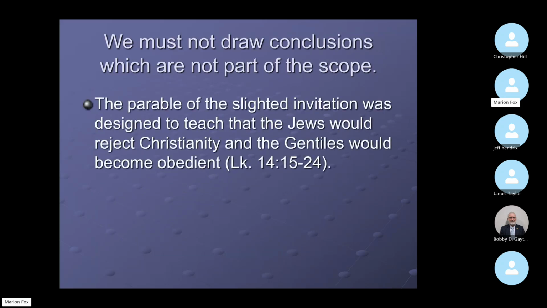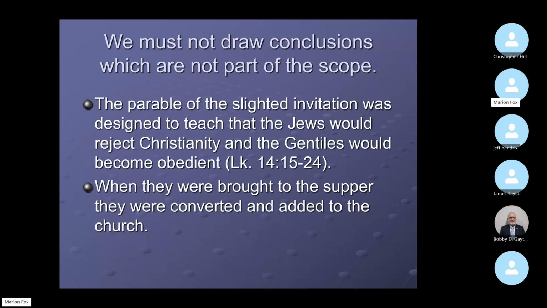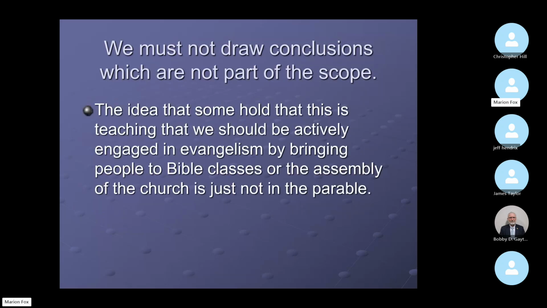The parable of the slighted invitation was designed to teach that the Jews would reject Christianity and the Gentiles would become obedient. That's what it's talking about. That's a slighted invitation. When they were brought to the supper, they were converted and added to the church. I believe that's what that parable is about. And he's telling them that. The idea that some hold that this is teaching we should be actively engaged in evangelism by bringing people to Bible classes or the assembly of the church is just not in the parable.